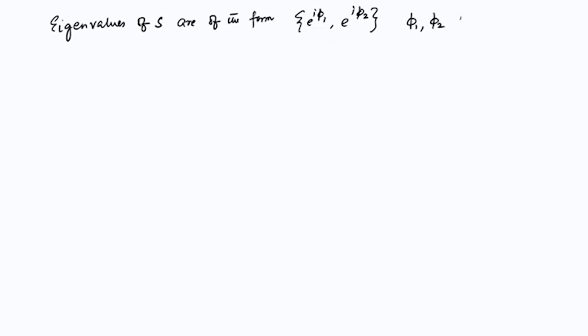Let's look at the eigenvalues of S, which are of the form e to the power i phi 1 and e to the power i phi 2, because these are in general complex numbers. So phi 1 and phi 2 are real. They are known as scattering phase shifts.